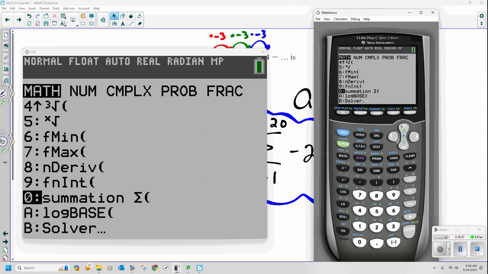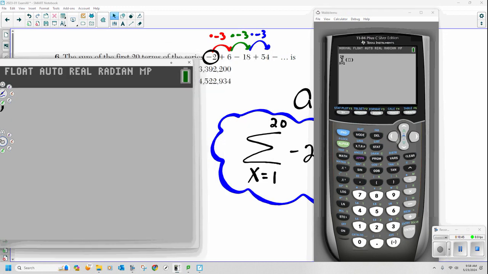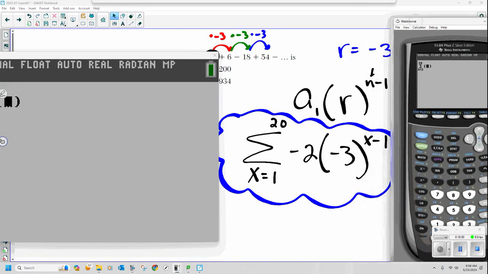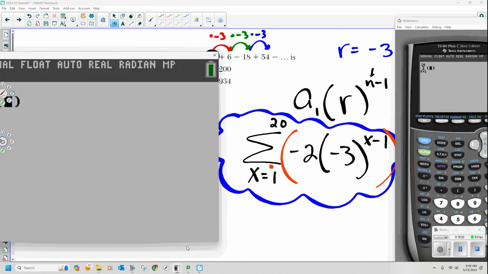It says summation. I want to start when x is going to be 1 and go all the way to when x is 20. Now, in these parentheses, I write the equation I came up with right here. Okay, negative 2. I hope you guys know, I'm not subtracting 2 from the sum. This goes in the parentheses like this, like that. Okay, so let's do just that, kids.